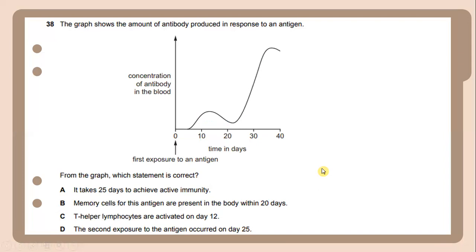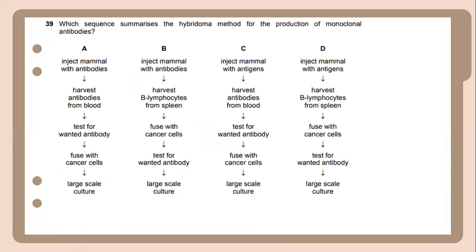38. The graph shows the amount of antibody produced in response to an antigen. From the graph, which statement is correct? It is actually that the graph represents memory cells for this antigen being present in the body within 20 days.